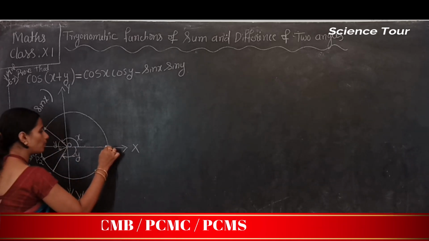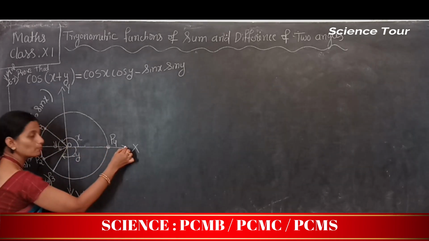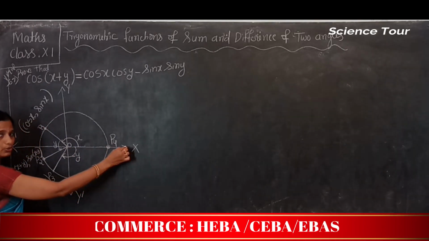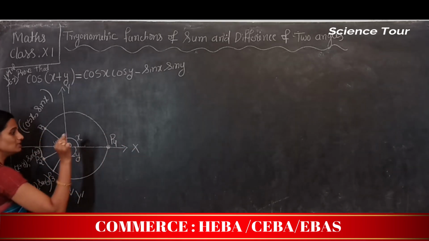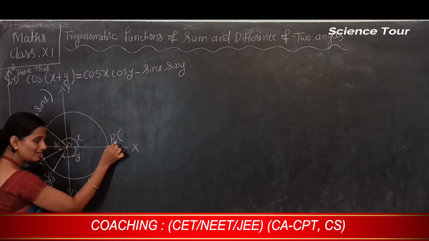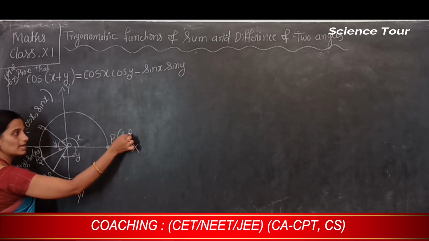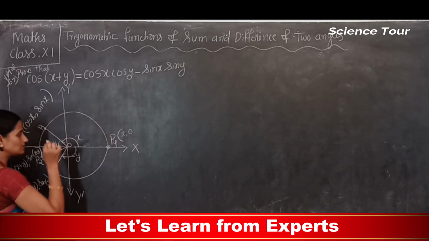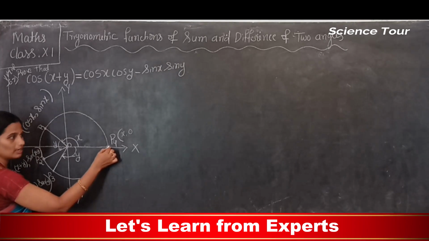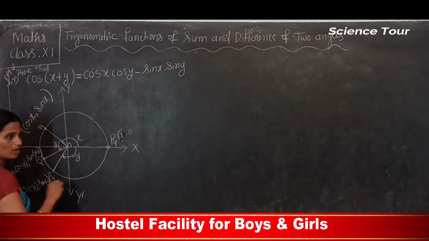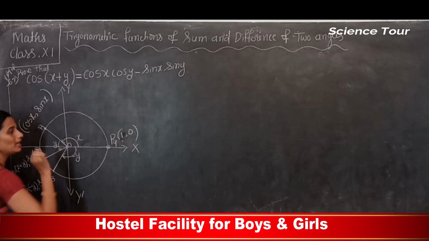Now I take one more point, that is P4. This is on which line? The positive x-axis. Already you know any point on the x-axis is x comma 0, right? Point on the x-axis means the coordinate is x comma 0. Now what is the distance from here to here? The distance is 1 unit. So x is replaced by 1 comma 0. Why is it 0? Because P4 is a point on the x-axis.